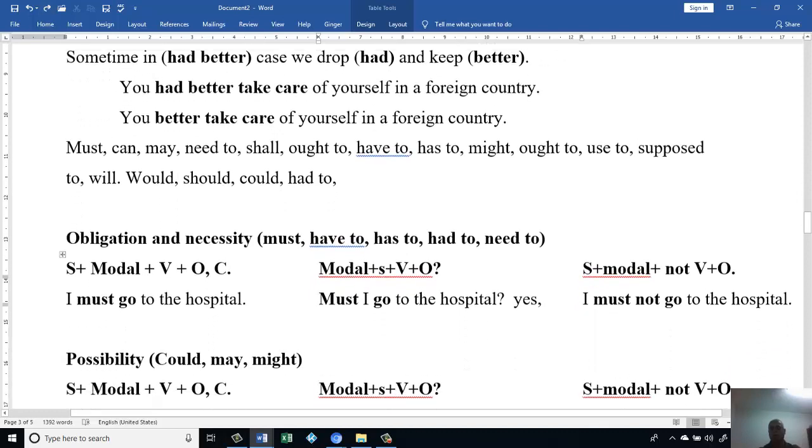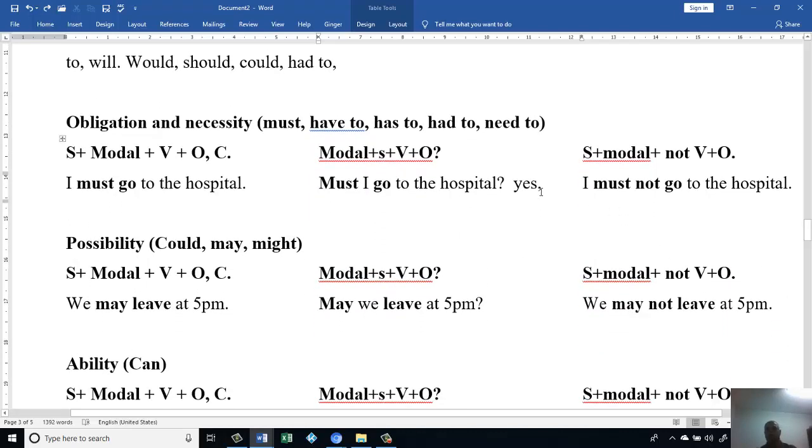And sometimes we make a negative, we just add simply not after the modal. For example, I must not go to the hospital. Possibility, we could use could, may, or might. For example, we have subject, modal, verb, and then object could be complement. We may leave at 5 p.m. Make a question or interrogation. May we leave at 5 p.m.? Question mark. Yes, we may, or no, we may not. We may not leave at 5 p.m.